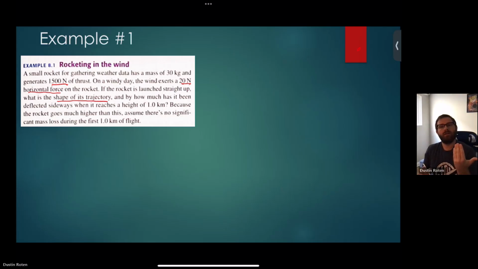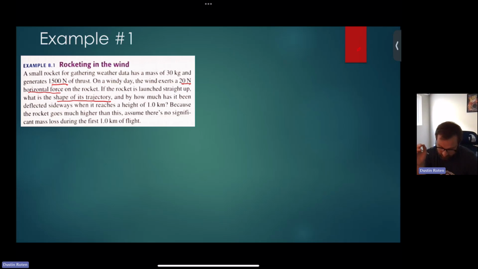Now normally we'd think it's straight up, straight down, right? But we do have a force coming in from the side. So it's not exactly parabolic motion, because that's when you launch at an angle. It's just this vertical motion, but then we also have a completely independent horizontal piece as well. The rocket has been launched vertically upward, but there's wind. So by how much has it been deflected sideways when it reaches a height of 1 kilometer? So we want to know what its overall trajectory looks like and how much it has been deflected from the origin at 1 kilometer.